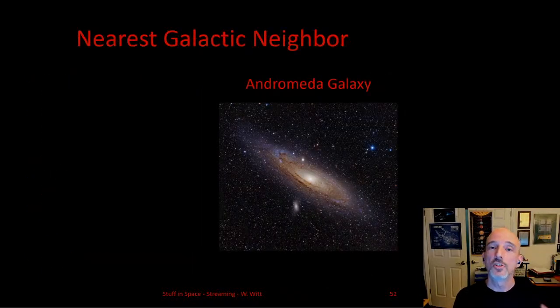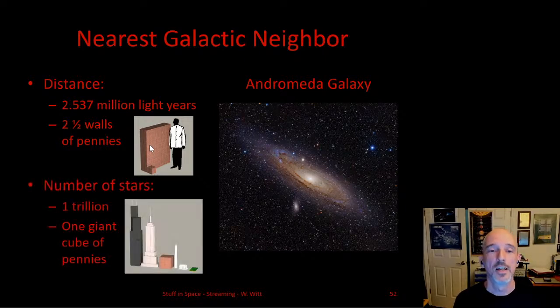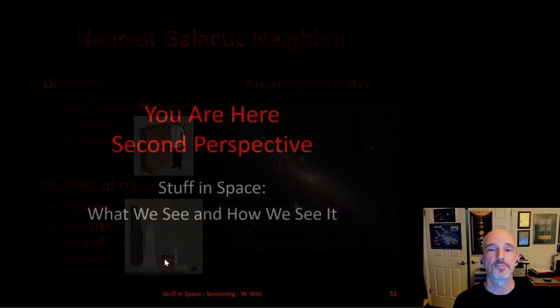So then the distance to our nearest galactic neighbor, which is the Andromeda Galaxy, so that's the nearest house that we can see when we look outside our windows, right, is about 2.5 million light years away. So that's about 2.5 walls of pennies worth in terms of light years. That's the distance. And it turns out that the number of stars in that neighboring galaxy is about 1 trillion. So it actually has more stars than our home galaxy here. And yeah, we said 1 trillion is like this giant penny cube here.